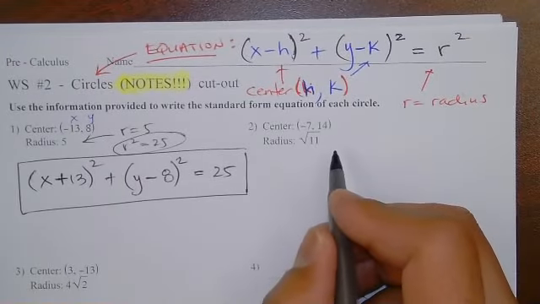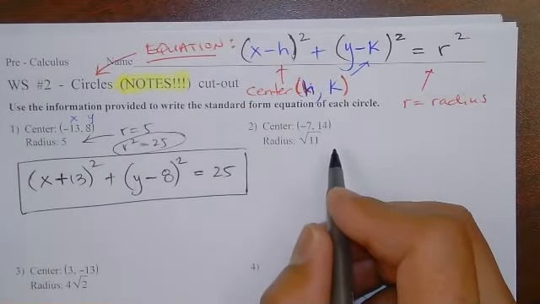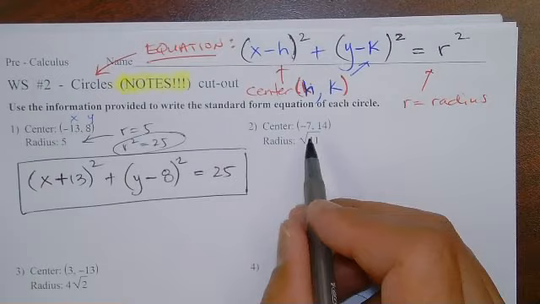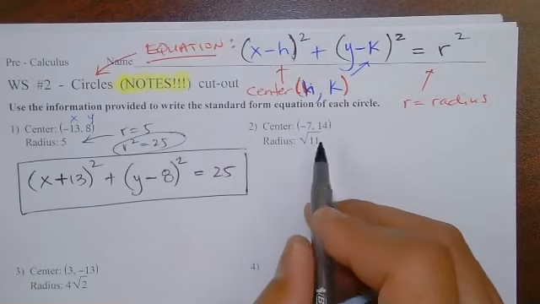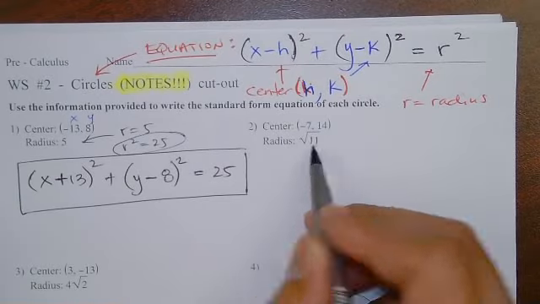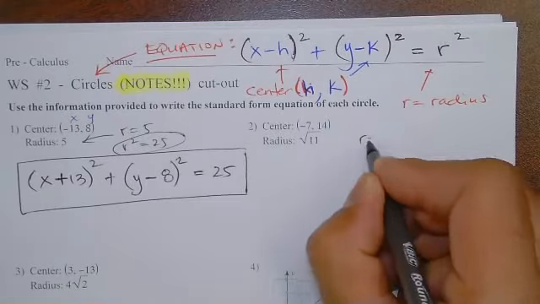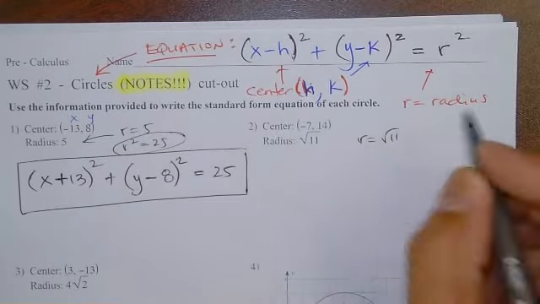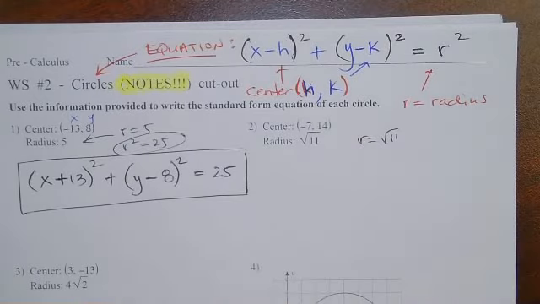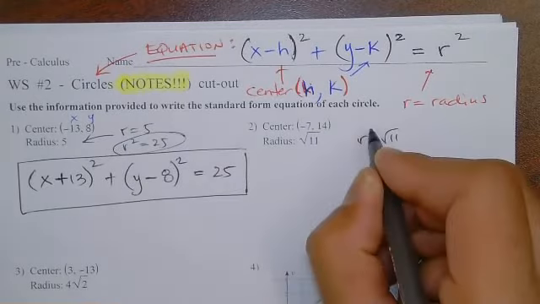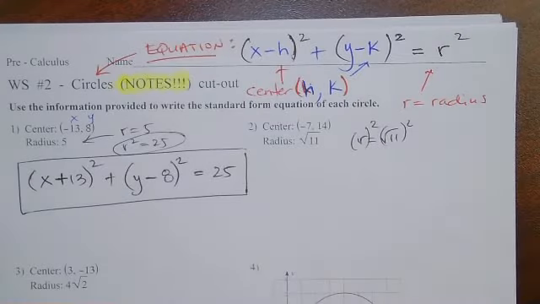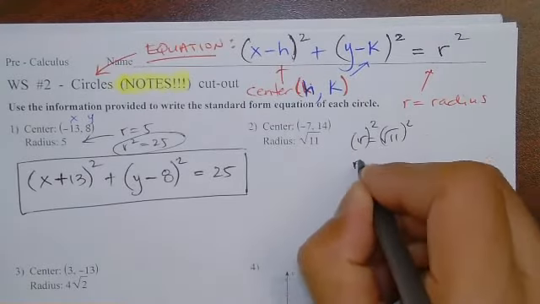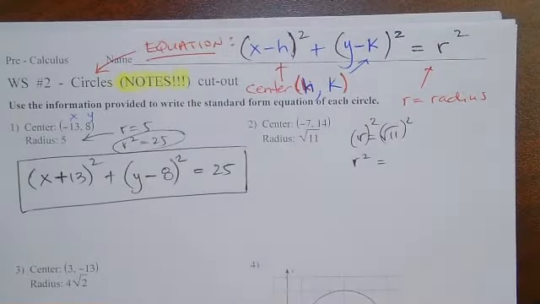Okay, what about this one? Well, we already have the center. I already know how to write that. Worry about the radius. I already know the radius, but I need the radius squared. If the radius is the square root of 11, what's the radius squared? If I square this side and I square this side, what do you get? You get r squared equals what?